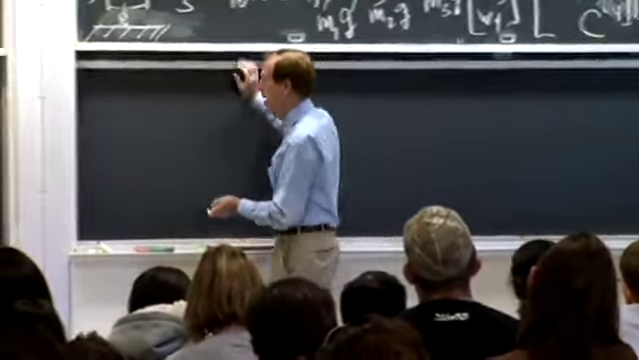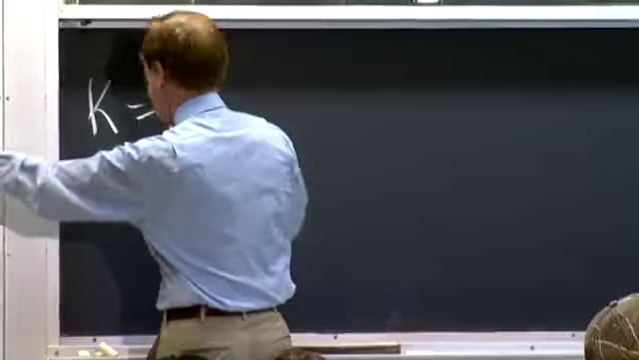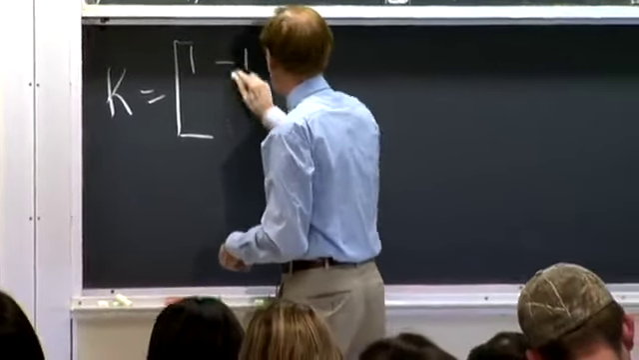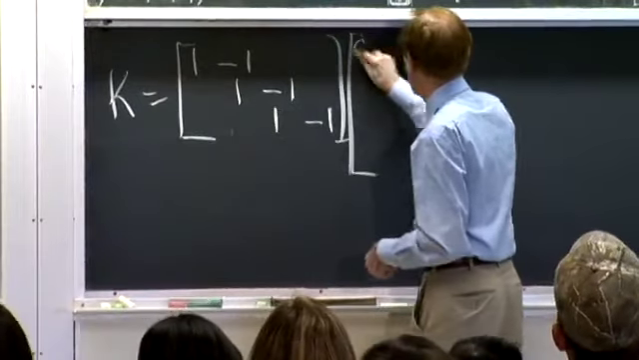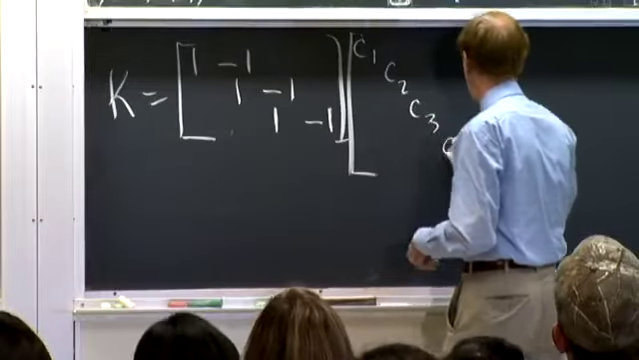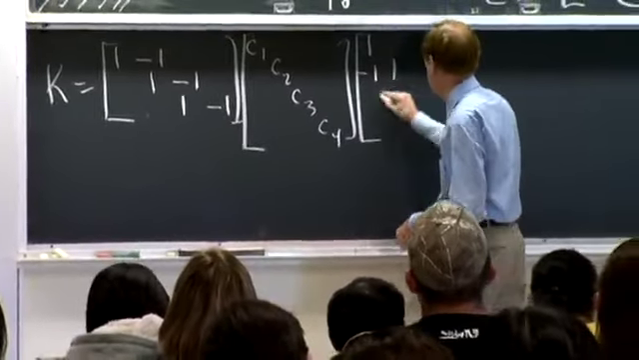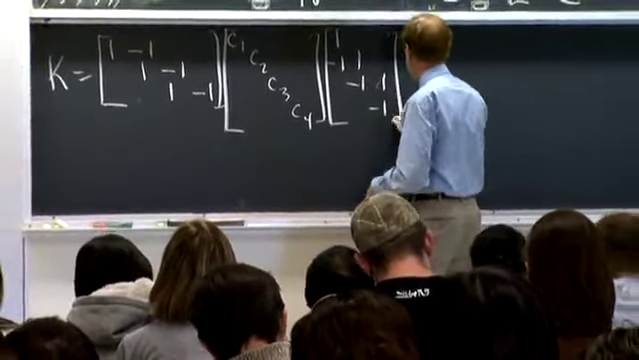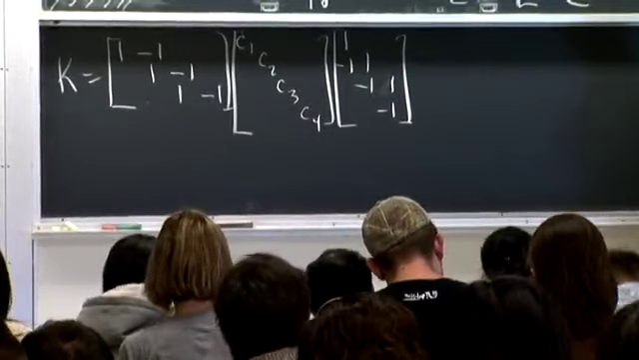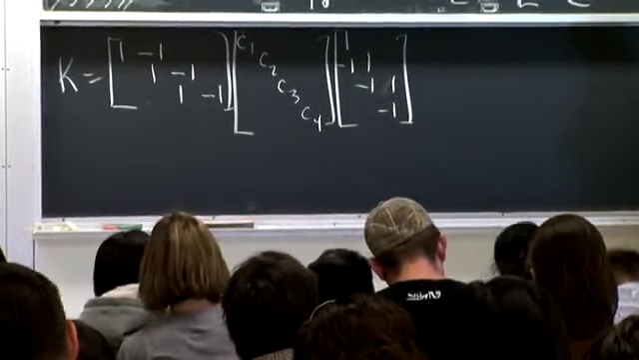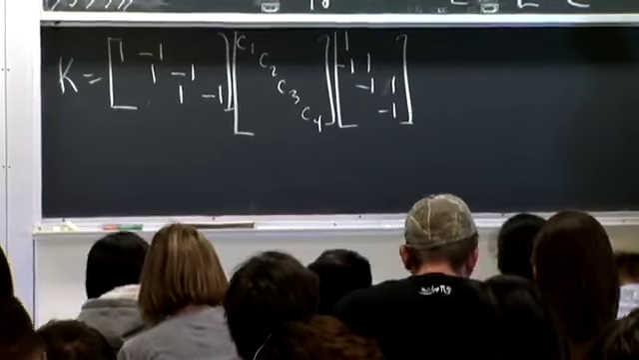Okay, can I do the multiplication? So this is going to be K. It starts with a 3 by 4: 1 minus 1, 1 minus 1, 1 minus 1. Then it's got the 4 by 4, C1, C2, C3, C4. And then it's got the transpose of that, which is the 1 minus 1, 1 minus 1, 1 minus 1, with zeros where I didn't write anything. Okay, we've got three matrices to multiply together.